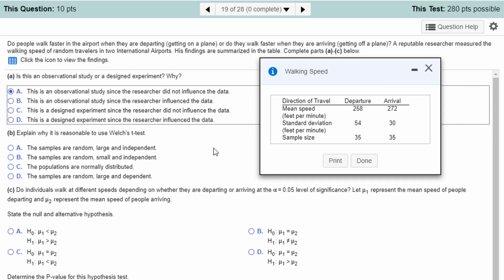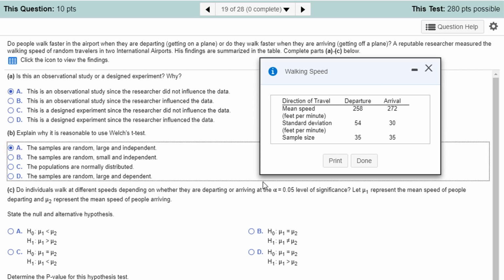Explain why it's reasonable to use Welch's t-test. Welch's t-test is just a two-sample t-test, where you're not assuming equal variances. So are they large, independent? They're random and independent samples for sure. Are they large? Well, 35. We usually use 30 as the cutoff for large enough. So yeah, you can say that they're random, they're large, and they're independent. They're large enough.